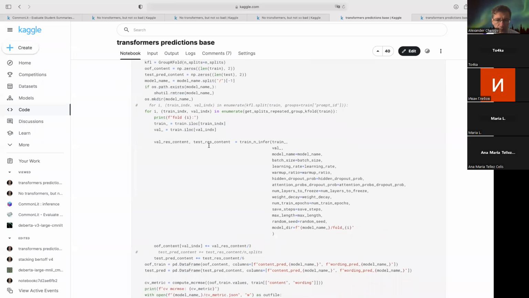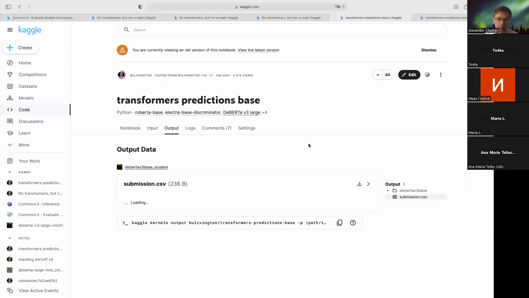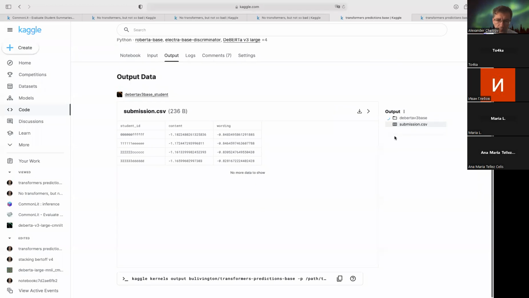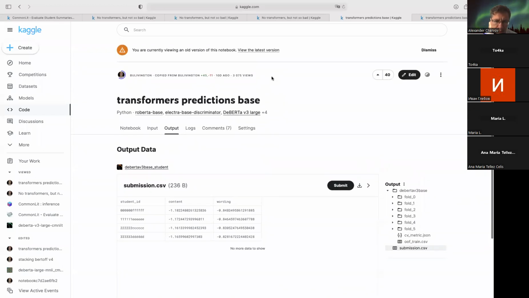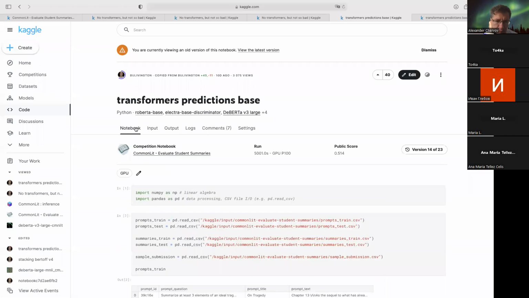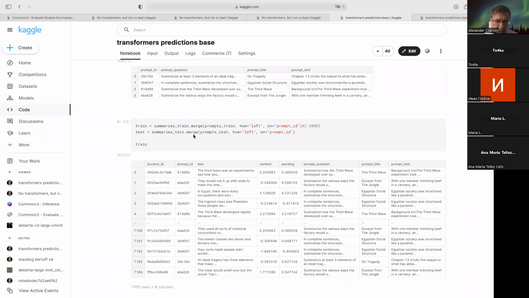And in output, you will get pre-trained models, and also out of fold predictions for the trained data set, and also you will get a result in the public leaderboard. Okay, thank you.